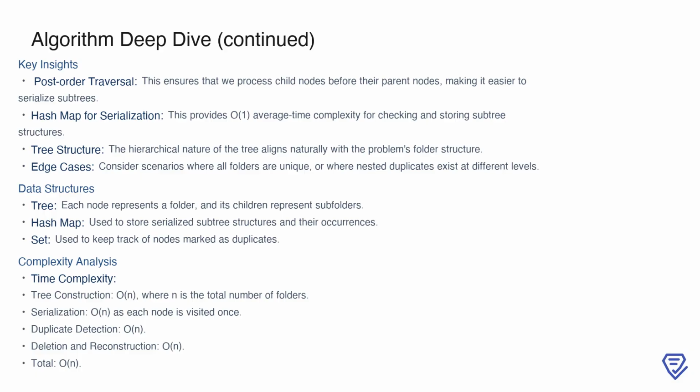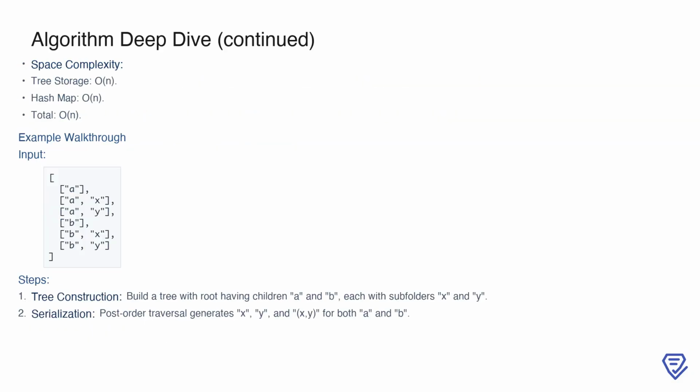The algorithm's time complexity is linear, as each step, tree construction, serialization, duplicate detection, and reconstruction, operates in O(n) time, where n is the total number of folders. This ensures scalability for large inputs. In terms of space complexity, the algorithm is also linear, requiring O(n) space for the tree storage and the hash map. Let's now explore an example to clarify these steps.